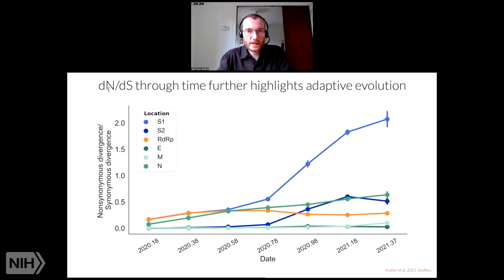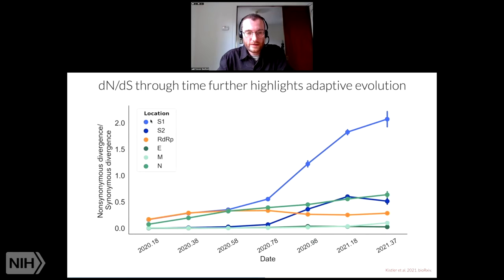dN/dS tells us the number of non-synonymous mutations per non-synonymous site relative to the number of synonymous mutations per synonymous site. So a dN/dS of 1 would indicate the same rate of evolution at synonymous sites as at non-synonymous sites, and would be consistent with complete neutrality, where the gene doesn't matter. If dN/dS is less than 1, this indicates functional constraint, where mutations are generally purged by natural selection, and dN/dS greater than 1 is consistent with strong positive selection.